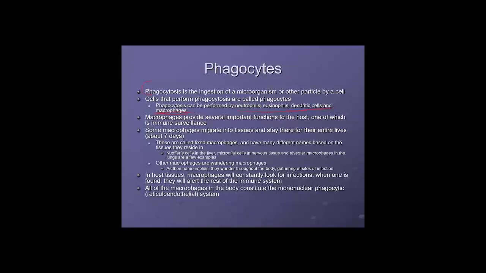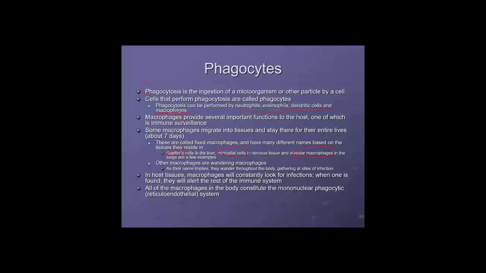So in your liver, we call them Kupffer cells. They're microglial cells in nervous tissue. Alveolar macrophages in the lungs, and the list will go on and on. They didn't recognize that this is all the same cell that's just residing in the tissue. They thought they were tissue-specific cells.